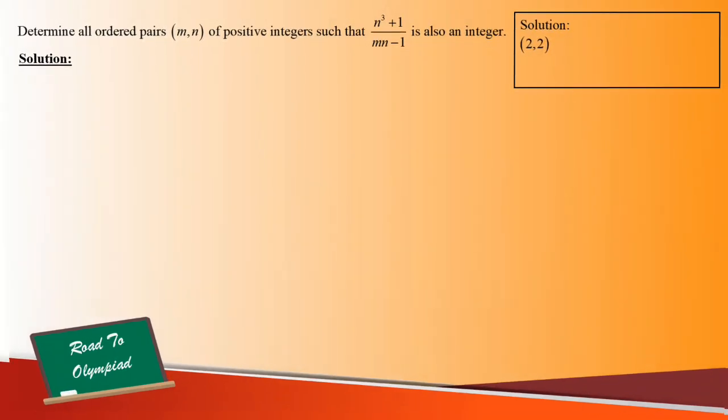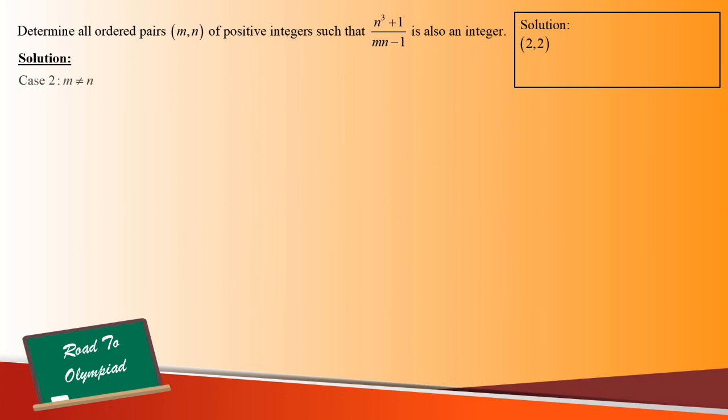For the second case, we have m is not equal to n. Notice that by the Euclidean algorithm, we can easily show that the GCD of mn - 1 and m is equal to 1. This implies that mn - 1 and m have no common factors other than 1. So we have the GCD of mn - 1 and m^3 is equal to 1 as well.